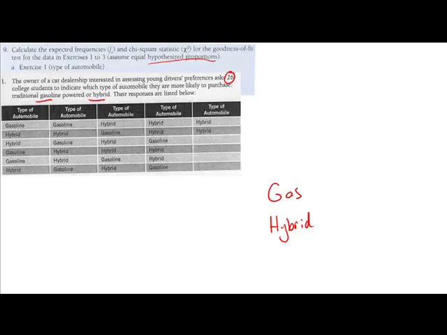So this is the table. It turns out that the gasoline had 10 responses, the hybrid had 16. The total, of course, is 26. This is the frequency that we have observed. The frequency that we're expected, well, when you have 26 observations that are split 50-50, we would expect 13 for each.